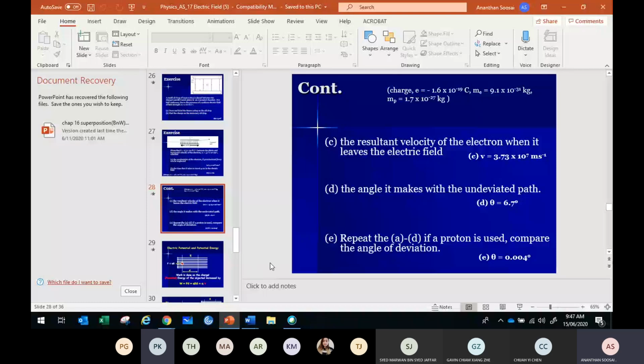Sir, is our test only MCQ, or is it structure and MCQ? About your semester exam, you have 30 objective and 5 structure. 30 objective is 30 marks, and 5 structure is another 30 marks. So it's a 60 marks paper, and the duration is 1.5 hours.